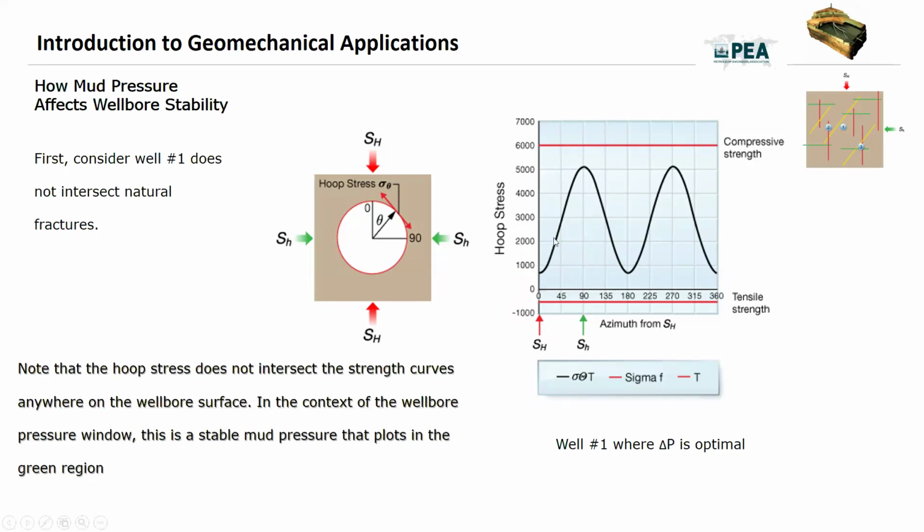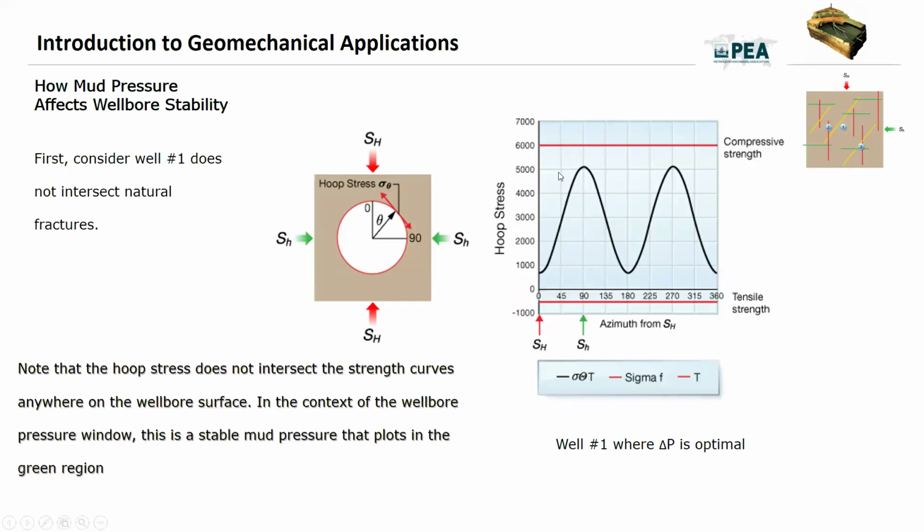This is the variation of the hoop stress as a function of the azimuth from SH max, and we have here the limit of the compressive strength and the tensile strength. The amplitude of the stress variation is governed by the difference between SH max and SH min. If the horizontal stresses were equal, the hoop stress would be the same at all azimuths and plot as a horizontal line.